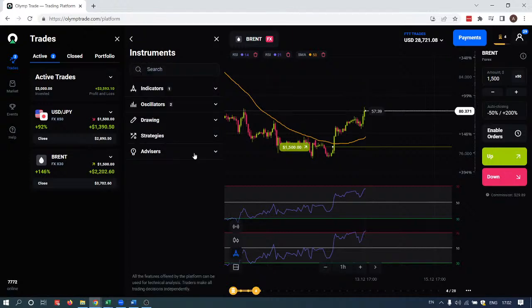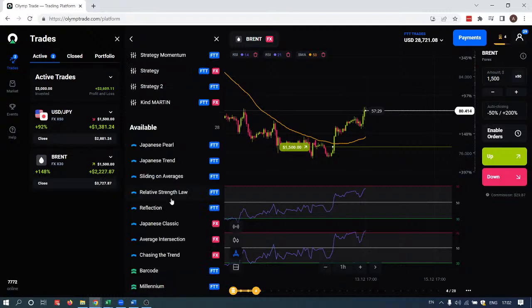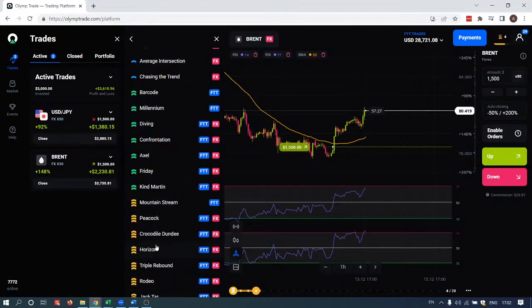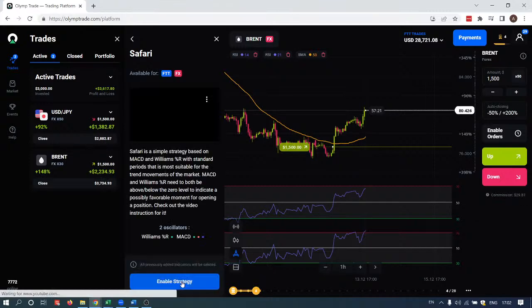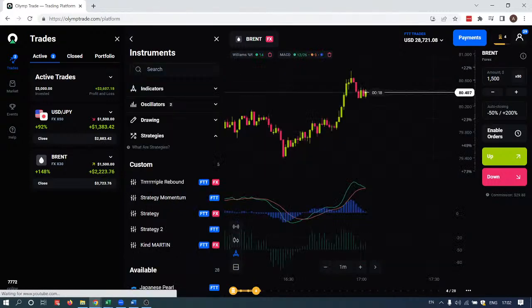So we need to click on the analysis tab, on the technical analysis tab. Next, we need to go to strategies, and there all you need to do is scroll down and select Safari, which is right at the very bottom of the expert strategies.